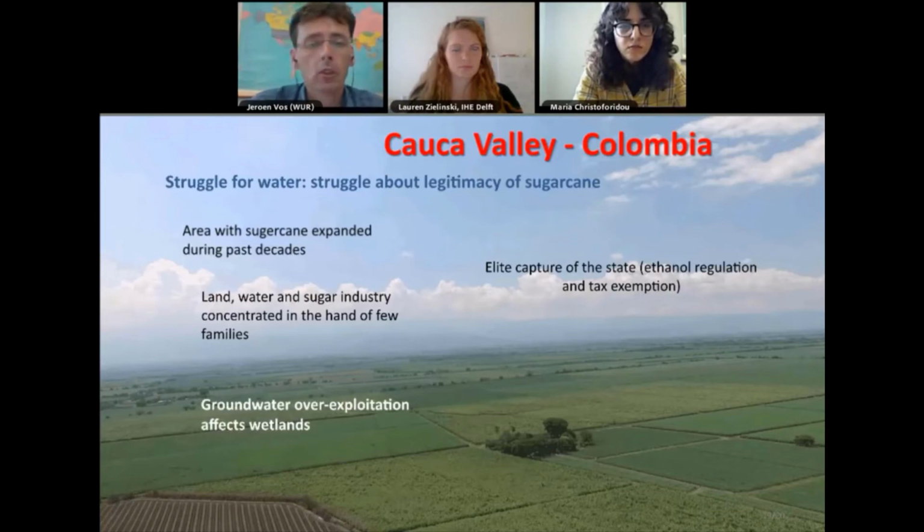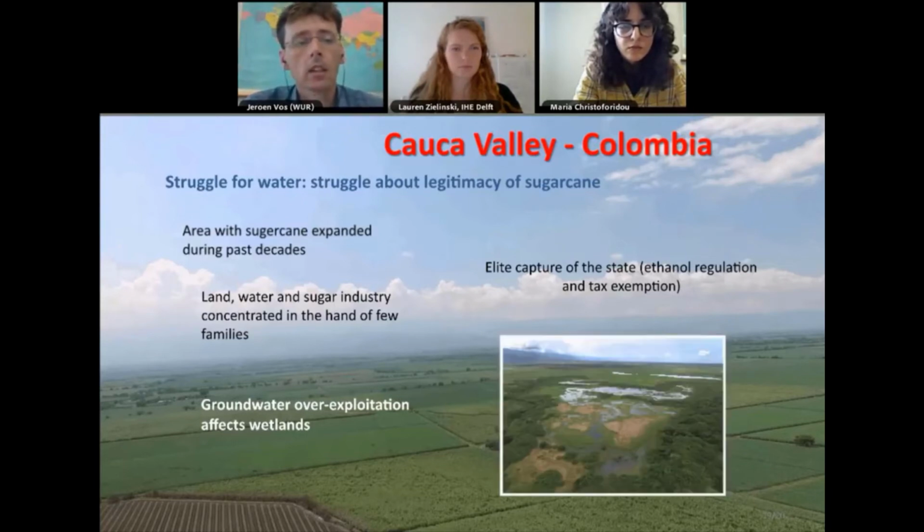What is the problem related to water? The main problem is the extraction of groundwater to irrigate sugarcane. And this affects wetlands. So this area used to be actually a very big wetland, and still there are parts of very important wetlands with high biodiversity. But as the groundwater table is lowering because of the over-extraction for irrigation of sugarcane, you will see that the wetlands dry up and the biodiversity goes down.